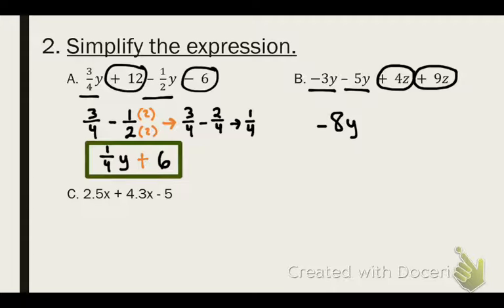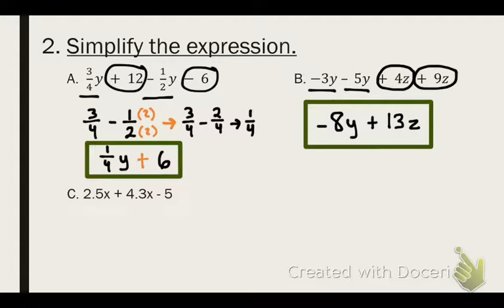Now let's focus on the z family. Same sign or different sign? Same sign. Add the numbers, keep the sign. What do I write? Positive 13z. Plus 13z. Can I combine the y and the z families? No, they are not like terms, so I cannot.